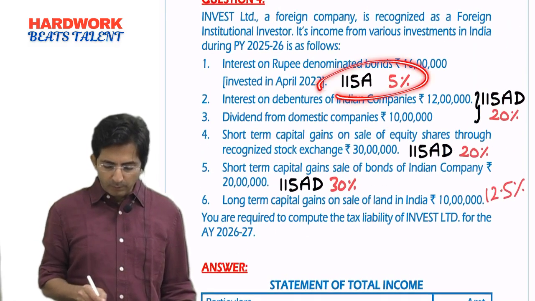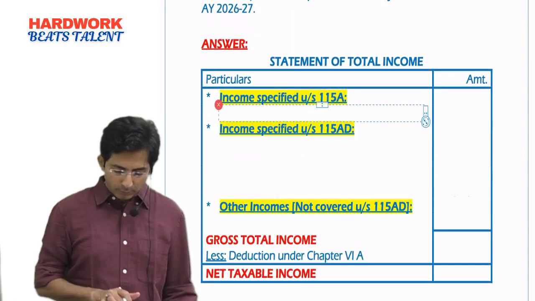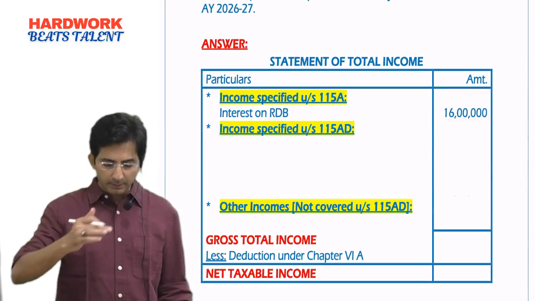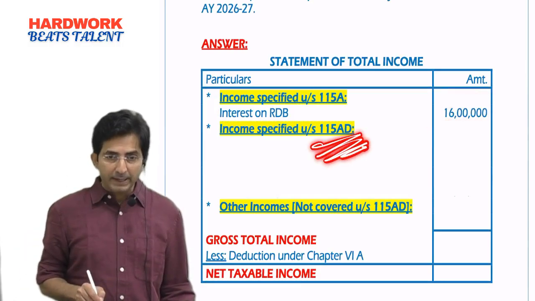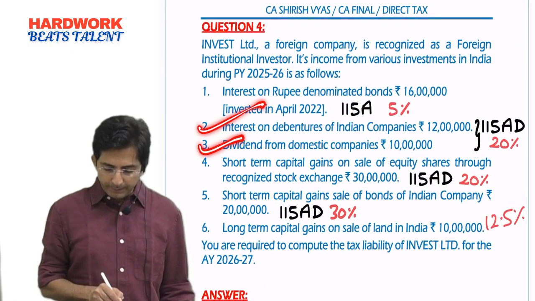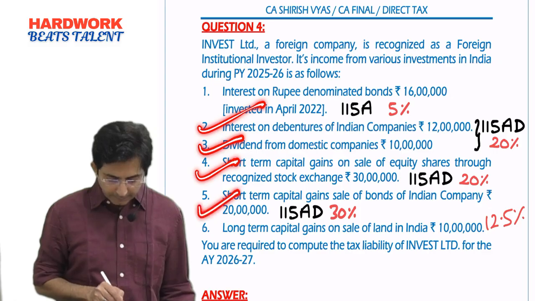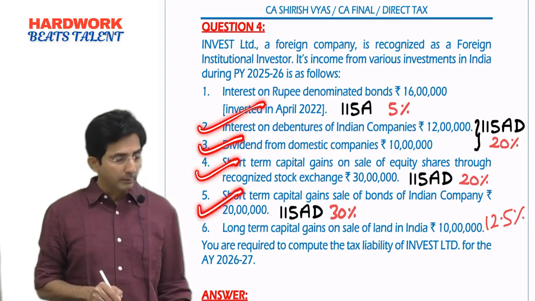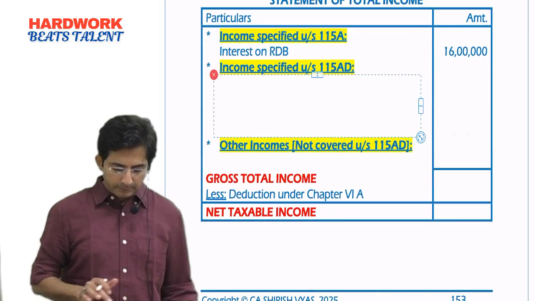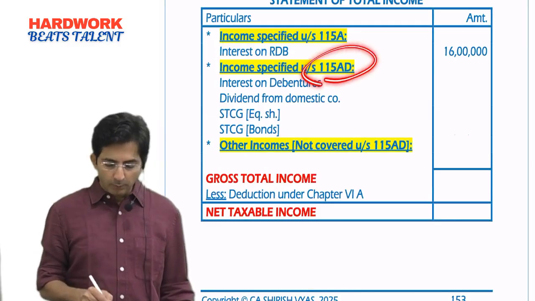What was there from 115A? Rupee denominated bonds. See, I have written here. Check the answer also. Rupee denominated bond. What was the amount? 16 lakh. These are incomes. Then what was there from 115AD? From 115AD we had interest on debenture, dividend and short-term capital gains. Two short-term gains. Interest, dividend and 2 short-term gains. They are all from 115AD.